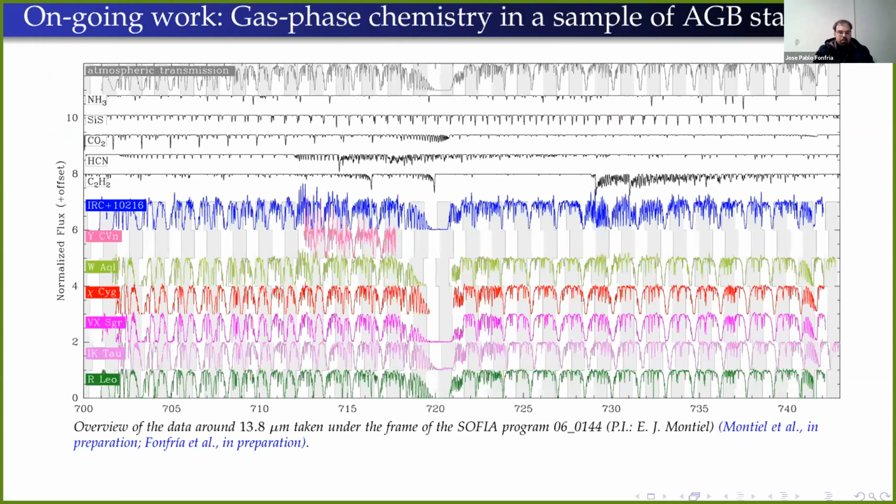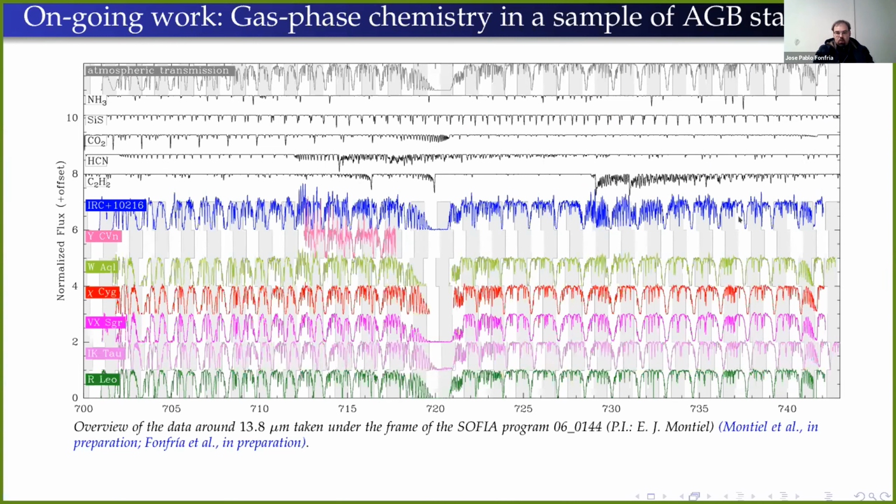There is still much information encoded in the observations carried out with SOFIA and EXES. This figure shows the observations of all the stars around 13.8 microns and the synthetic spectra of several molecules of interest. It is easy to see at first glance bands of certain molecules such as acetylene and hydrogen cyanide in the spectrum of IRC+10216, that is this one. And this is the acetylene band, this is the HCN band.